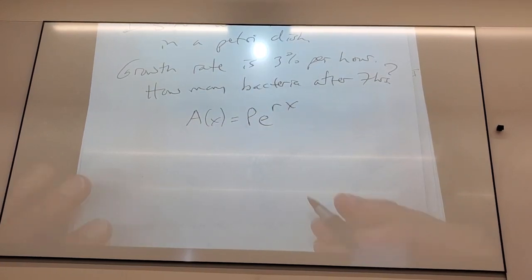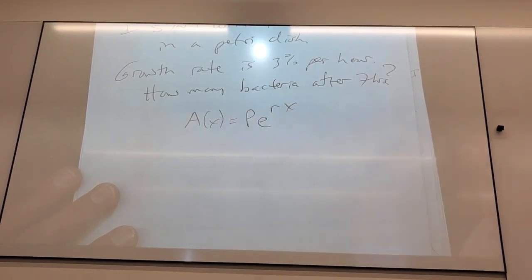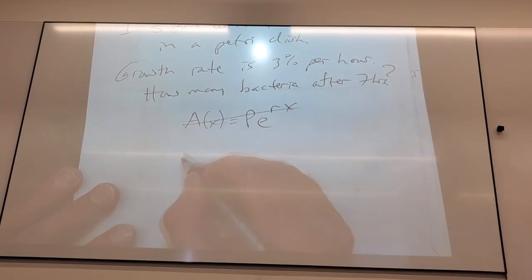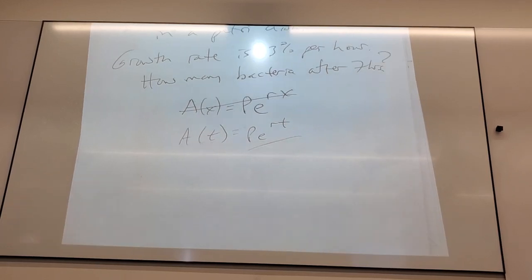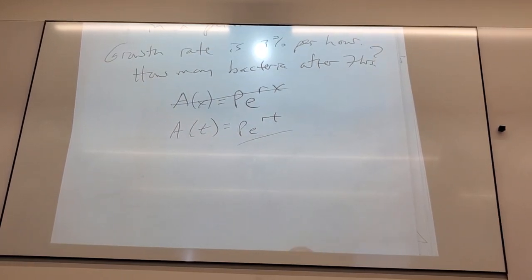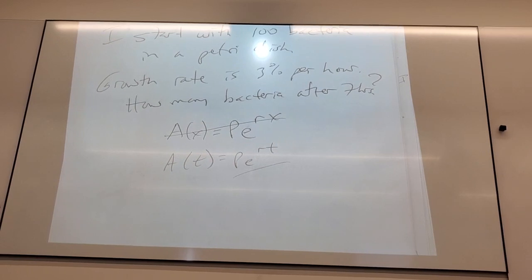I think the book, yeah, this makes more sense. I always use x for everything, but I think the book makes it a little bit more direct. They use t for time, makes more sense. And then you got Pert, I love it. So what do I tell you in the problem that you can just plug in?